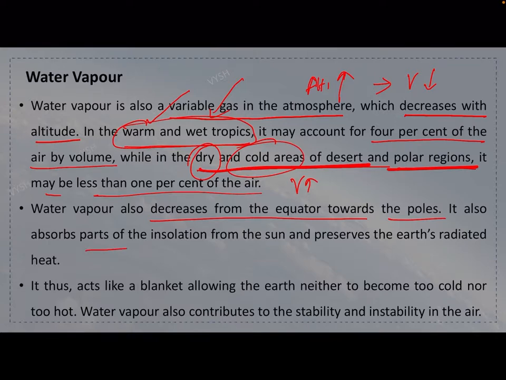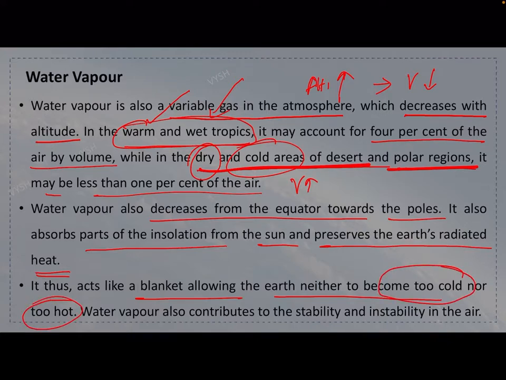It also absorbs parts of the insolation from the sun and preserves its radiating heat. It is also useful for protecting us from losing heat. Thus it acts like a blanket, allowing the Earth to be neither too cold nor too hot. Water vapor also contributes to stability and instability in the air.